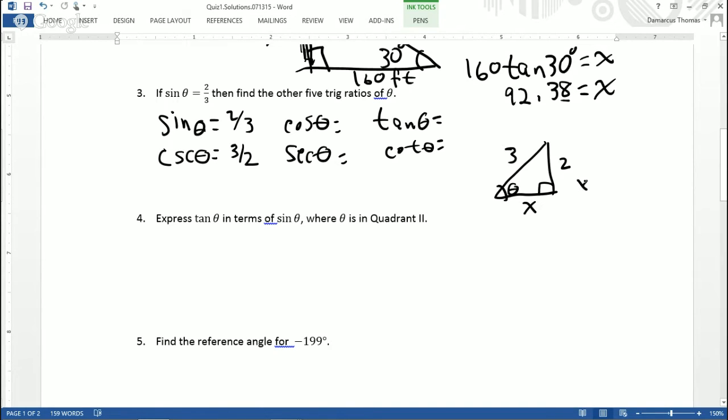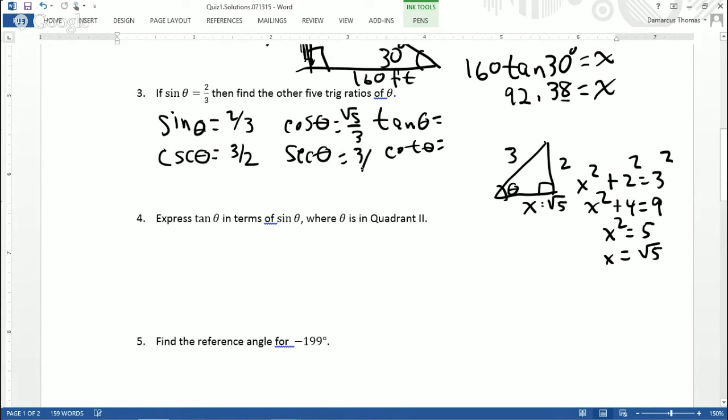So I need to solve for x, and I know that x squared plus 2 squared is 3 squared. So that's x squared plus 4 is equal to 9. That's x squared equals 5. So x is root 5, and that's great. Now we know that x is root 5, so the cosine theta is going to be root 5 over 3. Secant theta would be 3 over root 5, and then tangent is 2 over root 5, and the cotangent is root 5 over 2.